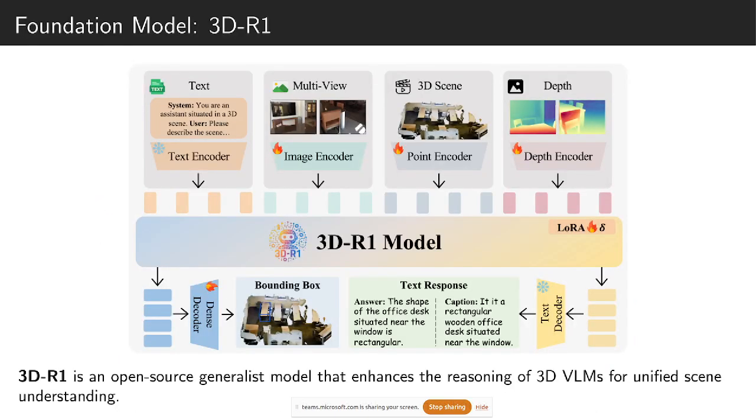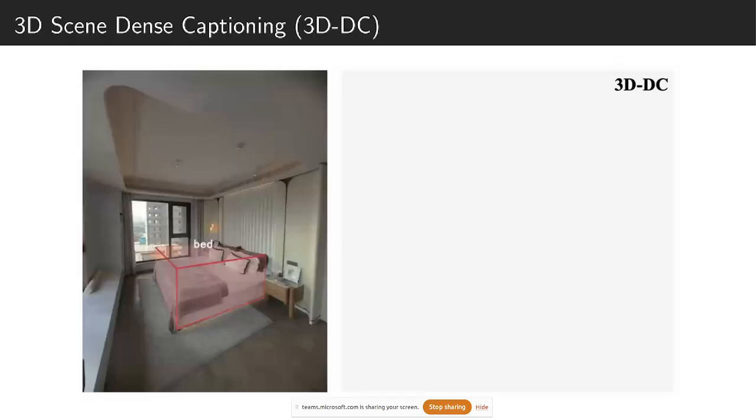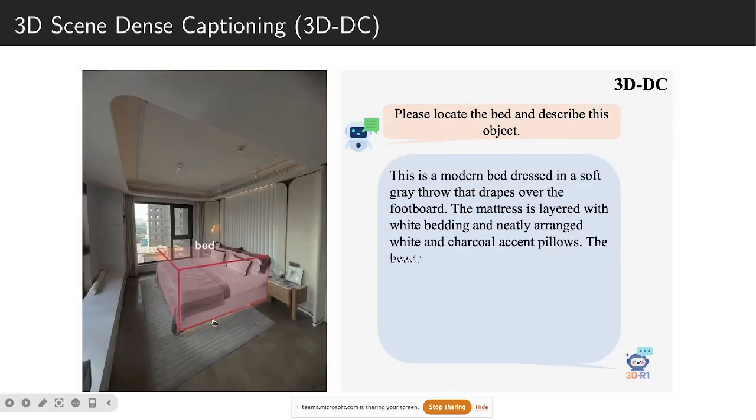After all of these systematic processes, we can eventually get a foundation model called 3D-R1, capable of handling different kinds of modalities and different questions. So that's the first work. And there are some visualization results that can be shown.